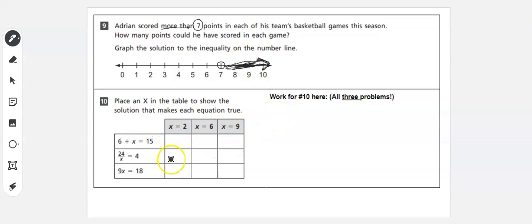Okay, number 10. There's 3 problems in number 10. So on the test, this will be 1 point, 1 point, 1 point. So it's worth 3 points. We're going to show our work of all 3 problems here. So I have 6 plus x equals 15.